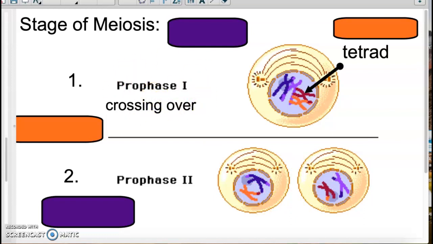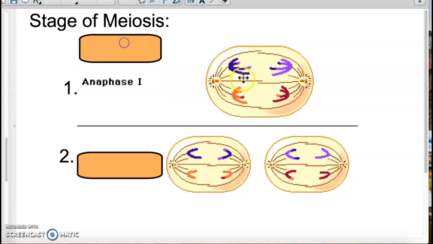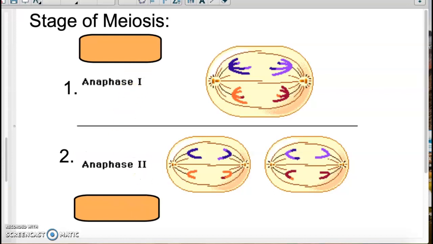And then we go through two processes. We go through PMAT 1, and then we go through PMAT 2. For example, if you look at this situation of meiosis, this would be anaphase 1 because the whole chromosome is moving away. But down here, the chromatids are actually separating from each other, and there are 2 cells. That would be the difference between anaphase 1 and anaphase 2.